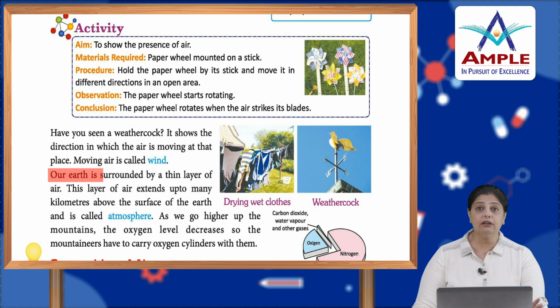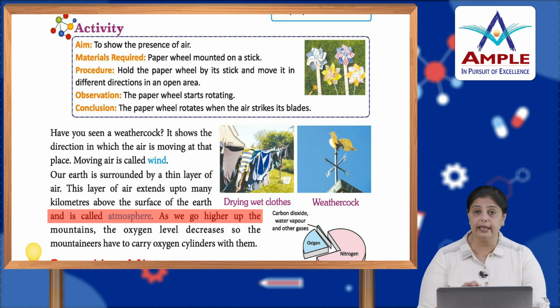Now, our earth is surrounded by a thin layer of air. This layer of air extends up to many kilometers above the surface of the earth, and that is why it is called the atmosphere. The layer of air that extends from the ground to many kilometers up in the sky is known as the atmosphere.